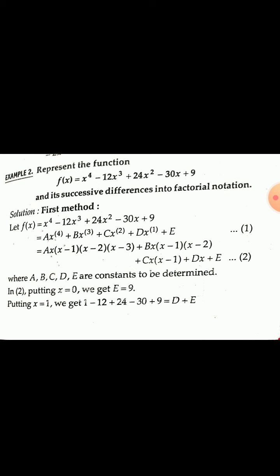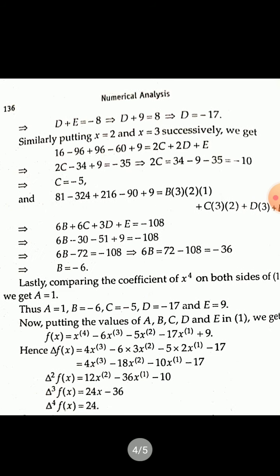Putting x is equal to 1, we will get d equal to minus 17. Similarly, putting x is equal to 3 and x is equal to 2, we will get c is equal to minus 5, and after simplifying, we will get b is equal to minus 6.